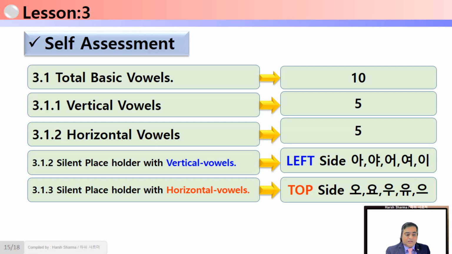The silent placeholder, that circle, will be placed with the vertical vowels on the left side: a, ya, o, yo, e. The silent placeholder with the horizontal vowels will be placed on the top side: o, yo, u, yu, u. Very good. Today is the first step for learning the Korean letters, and you have easily understood these 5 vertical, 5 horizontal, and total 10 simple vowels.